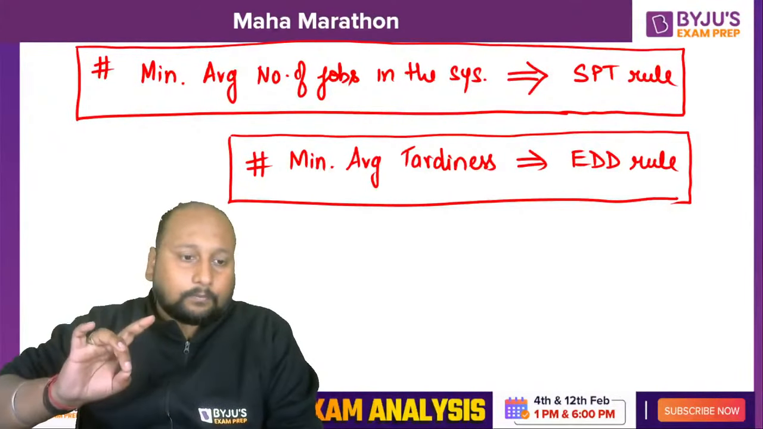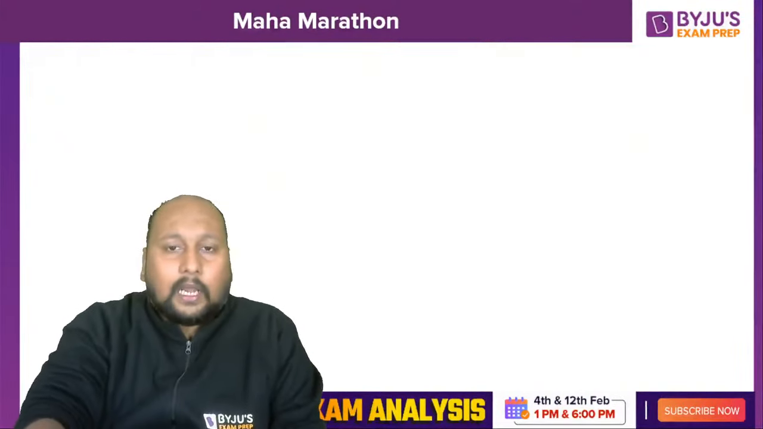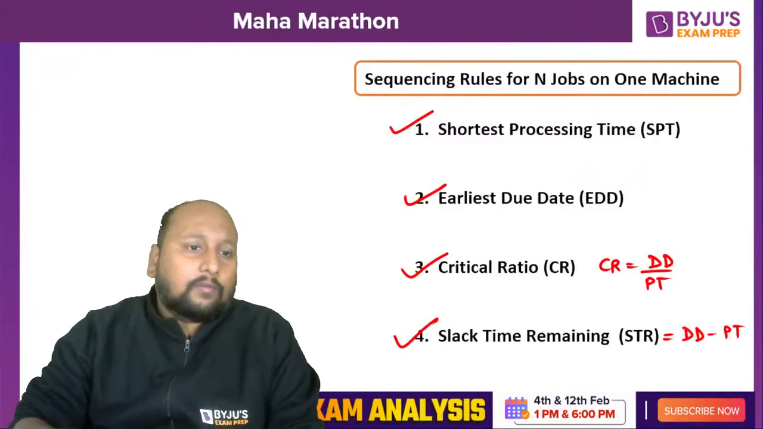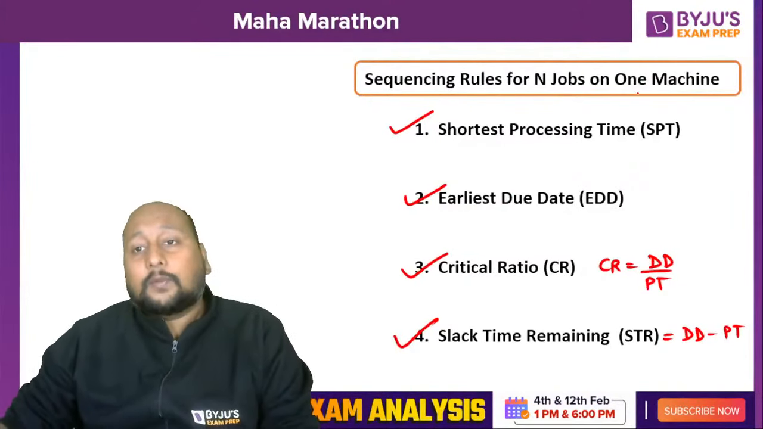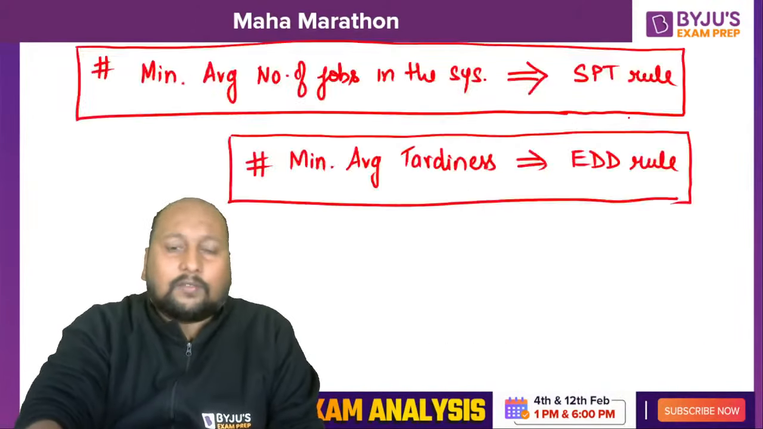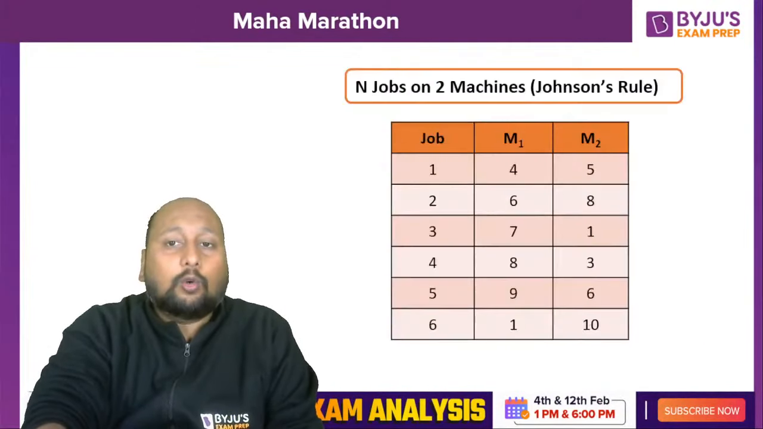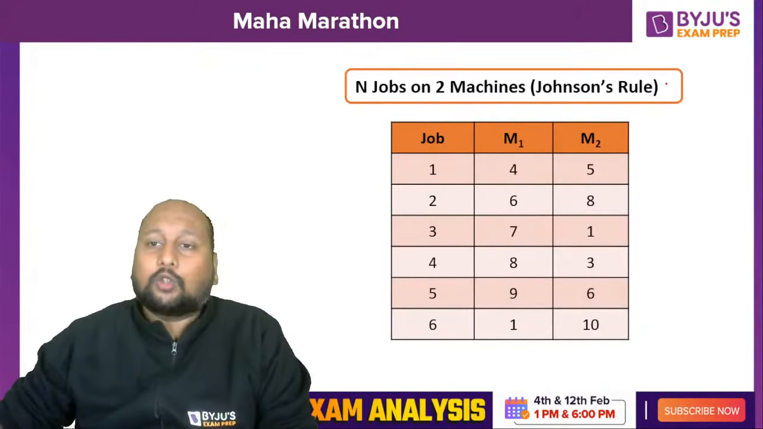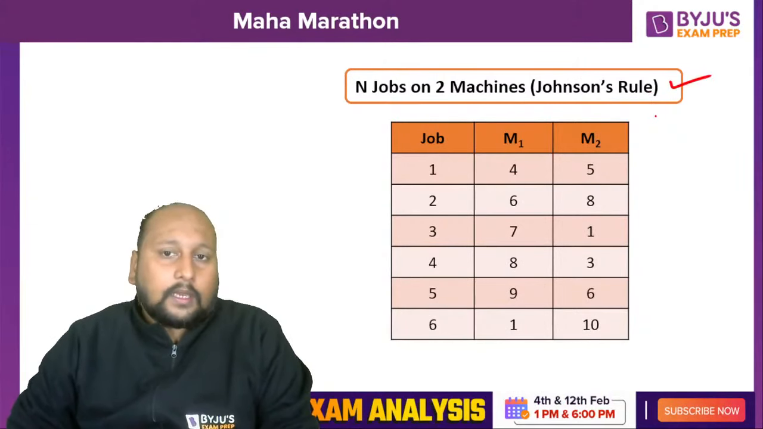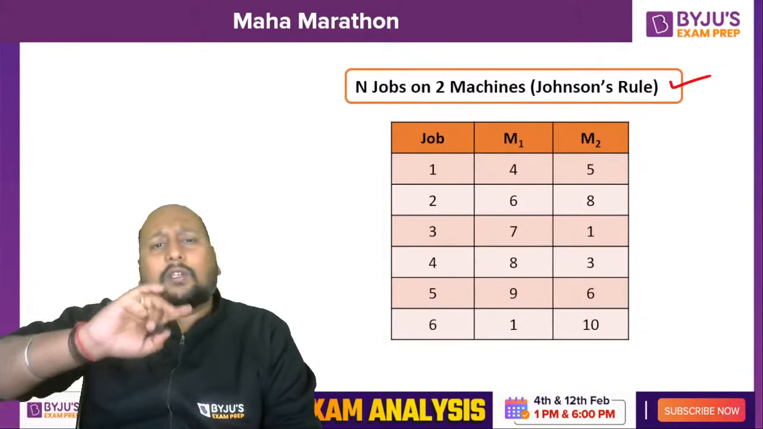Very important. Now, this is all about sequencing n jobs on one machine. But if we are talking about n jobs on two machines, there we need to apply Johnson's rule, and Johnson's rule is very basic.